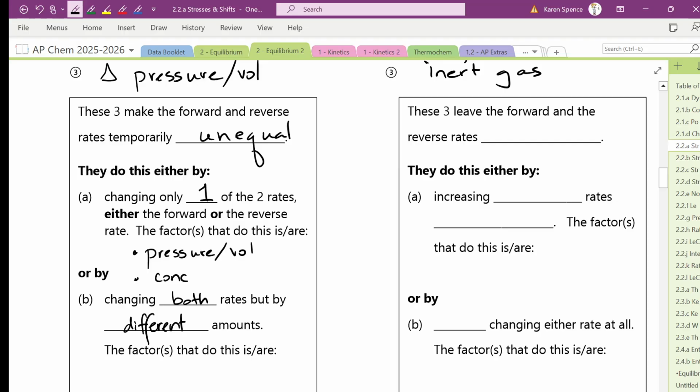What factors do that? Temperature. And if you happen to have gases on both sides of the equation, pressure, volume, different amounts.